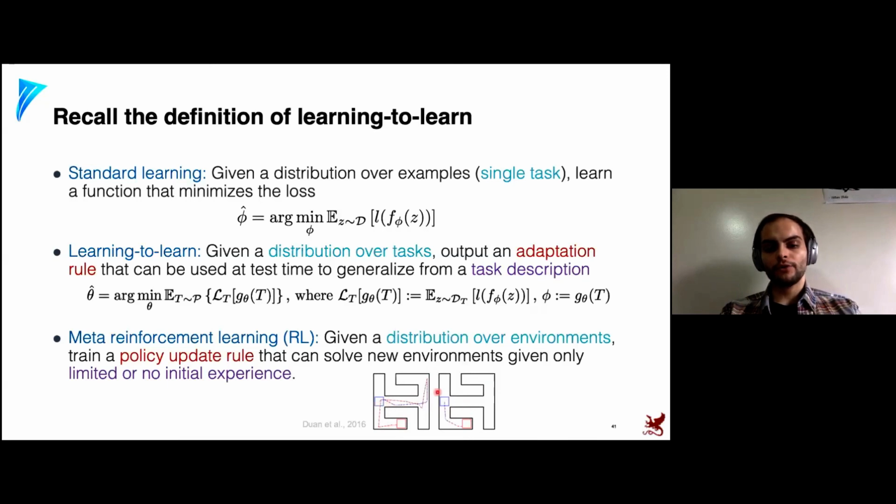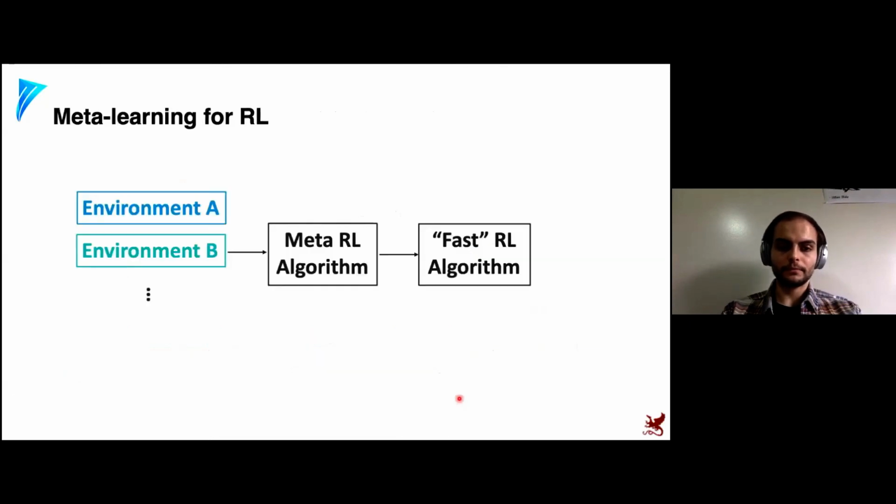If you rerun the agent in the same environment, which means the same topology and the same goal position, after the adaptation we would expect the agent to quickly go directly to the goal. This is just an illustration from one of the papers that looked at this application. But more broadly, the setup is the following.